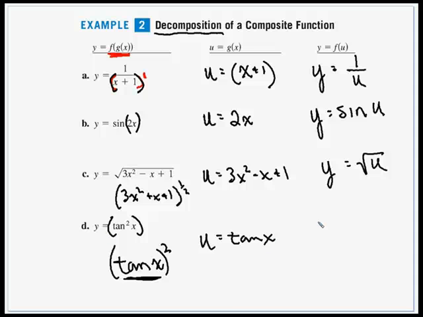Then we can rewrite the original function, instead of tan x squared, or tan squared x, as just y equals u squared. Again, there are some homework problems that just ask you to decompose this composite function. Don't go all the way and find the actual derivative, or you're doing a little too much work.